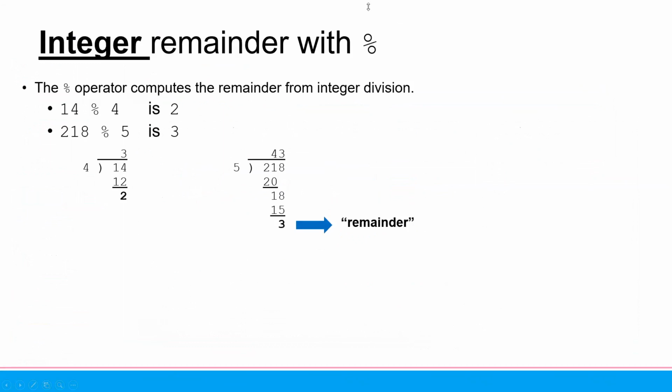Modulus. Modulus is represented by the percent. The percent means the remainder. If I have 14 modulus 4, so the remainder will be 2. 18 modulus 5, so the remainder will be 3.